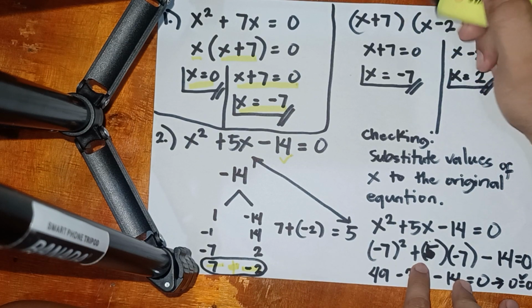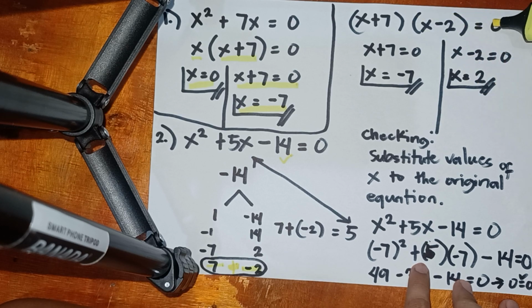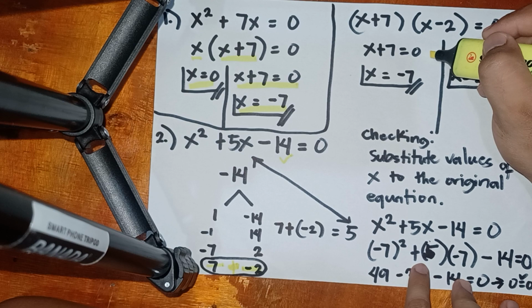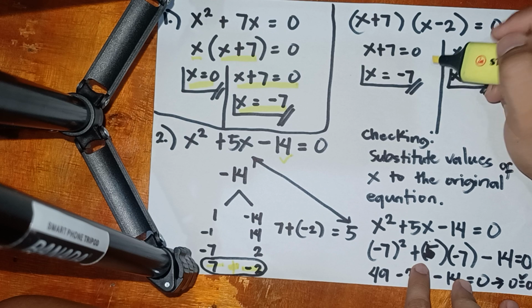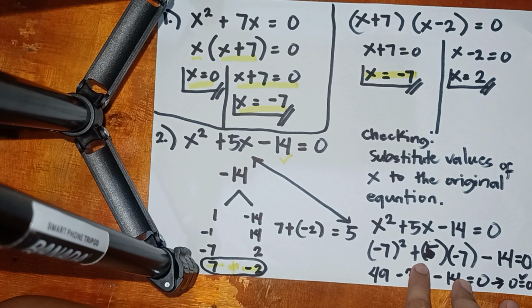So we're going to use those factors: x plus 7 times x minus 2 is equal to 0. We're going to equate each to 0. Now it becomes x plus 7 is equal to 0. Then transpose to the other side of the equal sign, so to get the first value of x, x is equal to negative 7. The second, x minus 2 is equal to 0. Then transpose the negative 2 to the other side, and x is equal to 2.